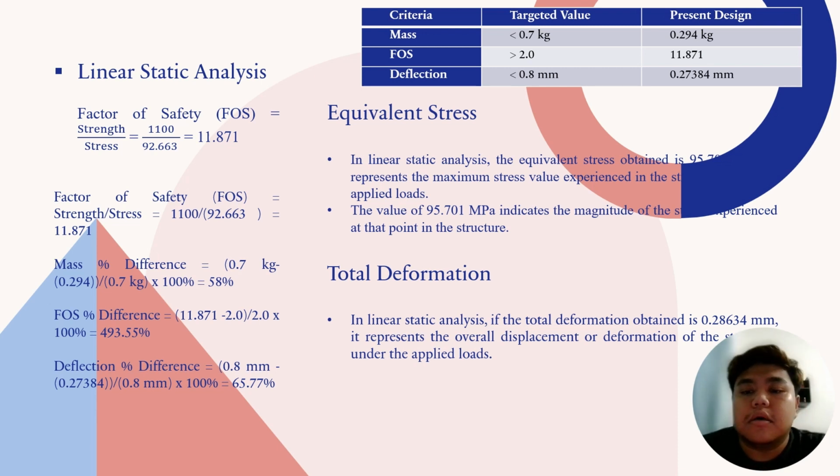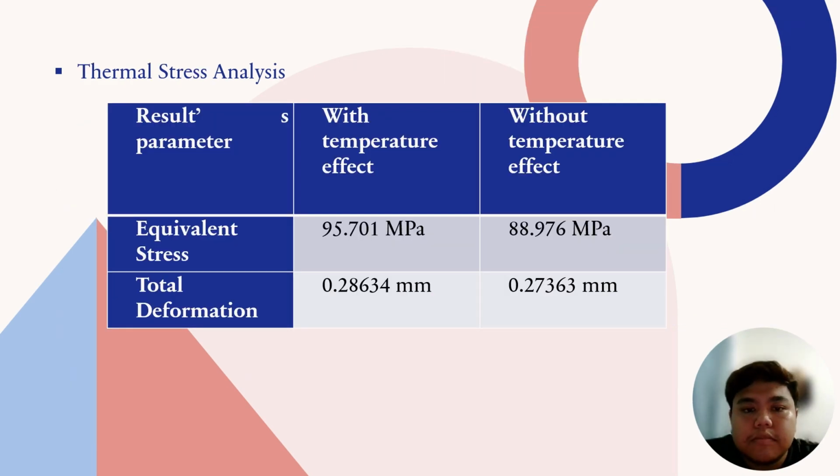The material selection of this mounting bracket also plays a role in the result obtained, that we chose titanium. It has a lower Young's modulus than the other materials, which means it's more prone to deformation under the same level of stress. For the thermal stress analysis, we got two different types of result, with temperature effect and without temperature effect.